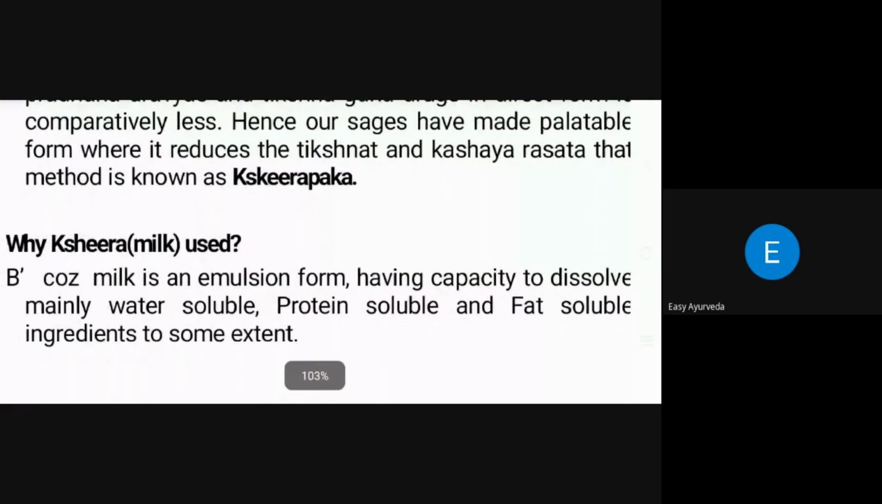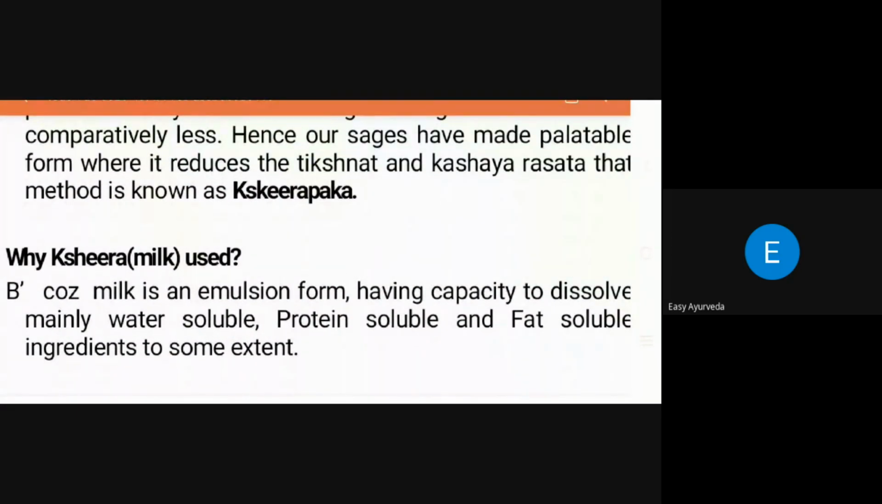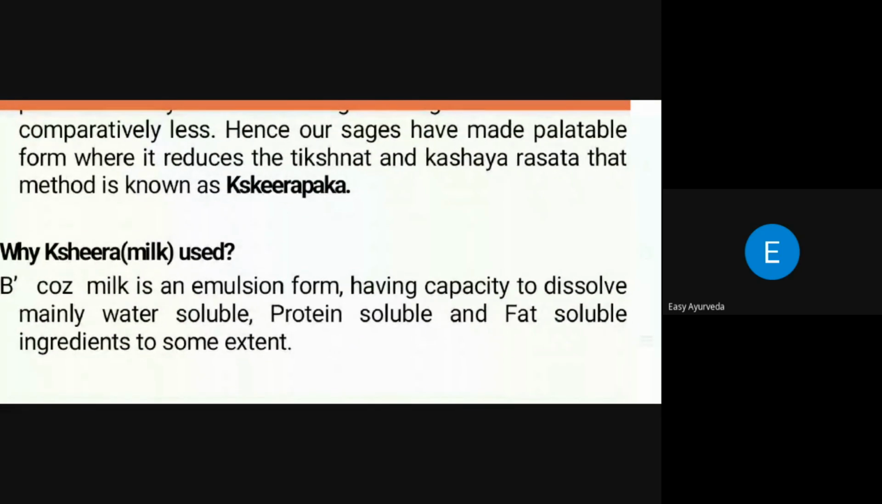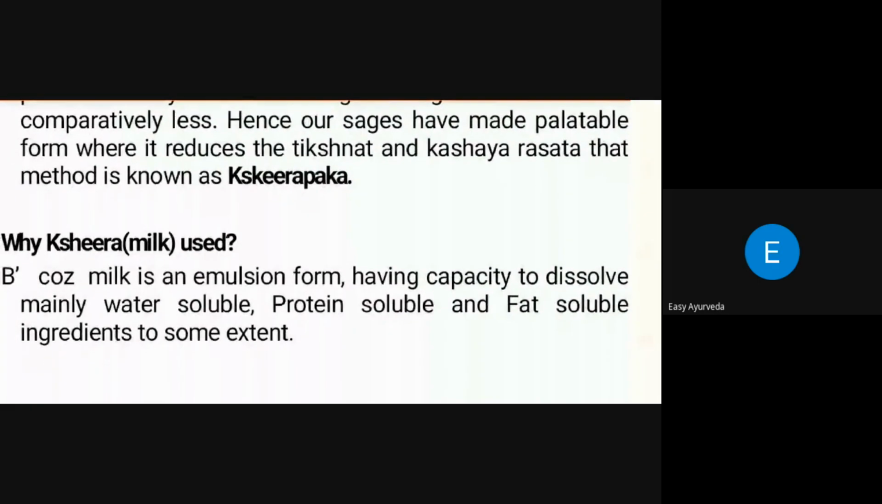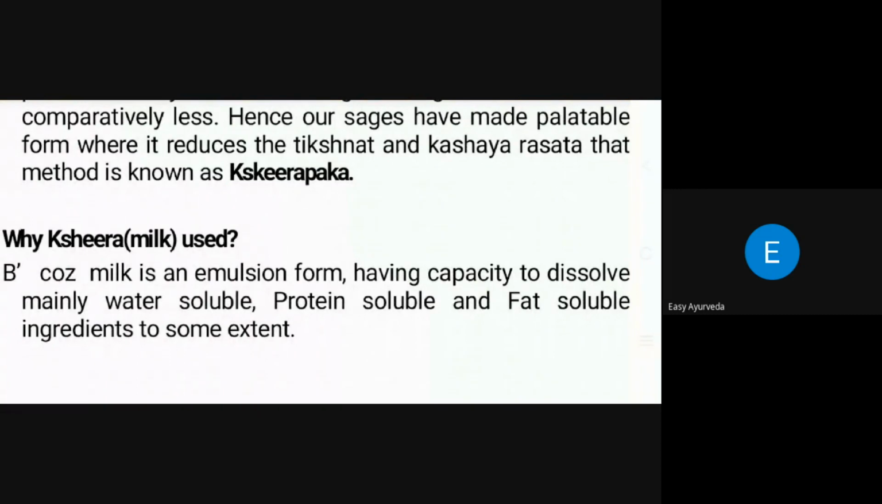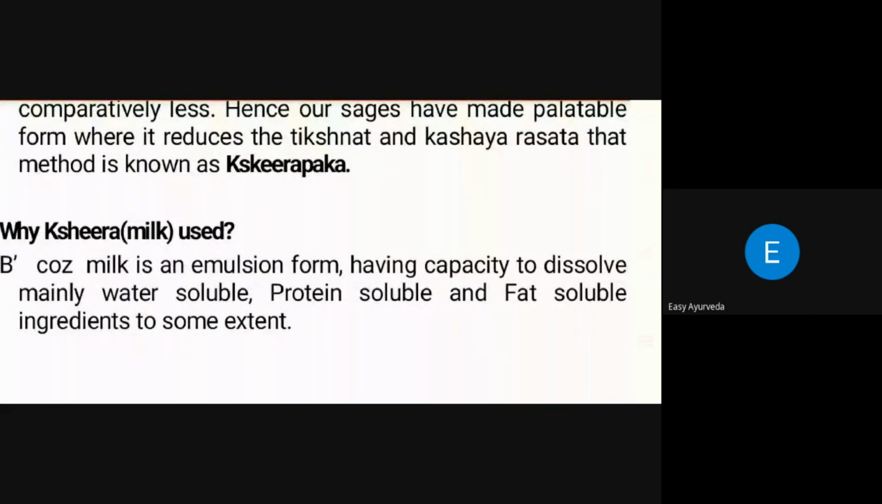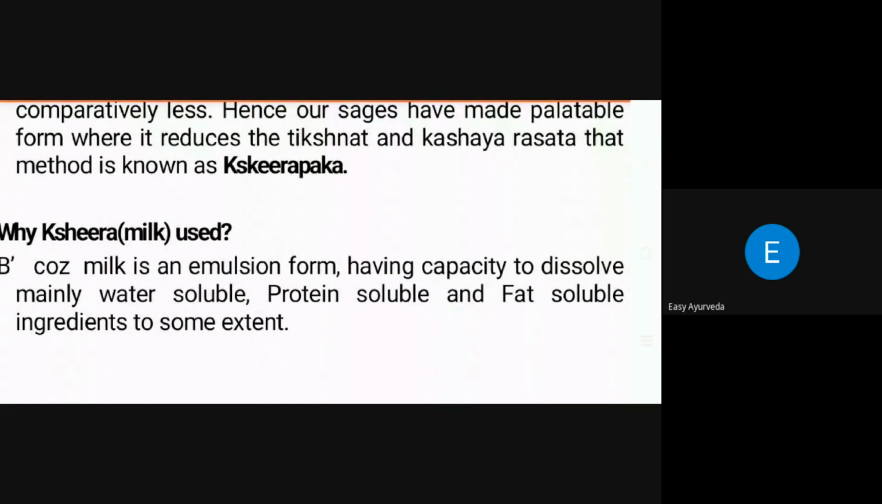The next question may be: why is Kshira only used? Why can other things not be used? The intention here is that milk is in an emulsion form, so it has the capacity to absorb the other properties in it. Being an emulsion in nature, it can dissolve mainly water-soluble components, protein-soluble components, and fat-soluble components to some extent. So milk has been used as the base material for the preparation of Ksheerapakas.